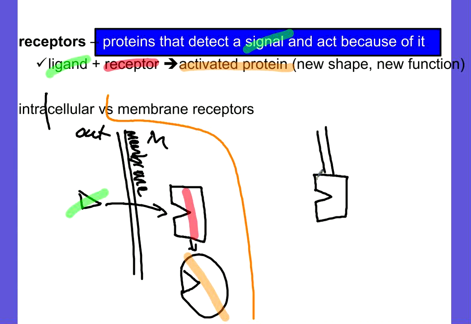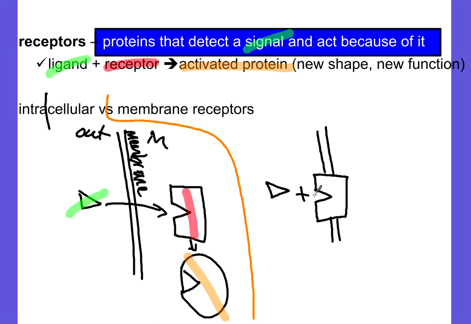So I'm going to draw pretty much the same picture. I'm just going to put my receptor in my membrane instead of putting it inside the cell. So I had a problem before because the ligand needed to do what to get to the receptor over here? Go through the membrane. But does it still have to do that? No. So now I don't have that issue. The ligand can get to the receptor without going through the membrane.